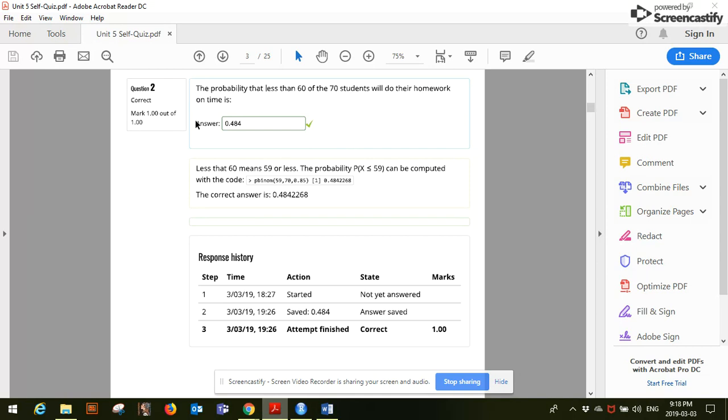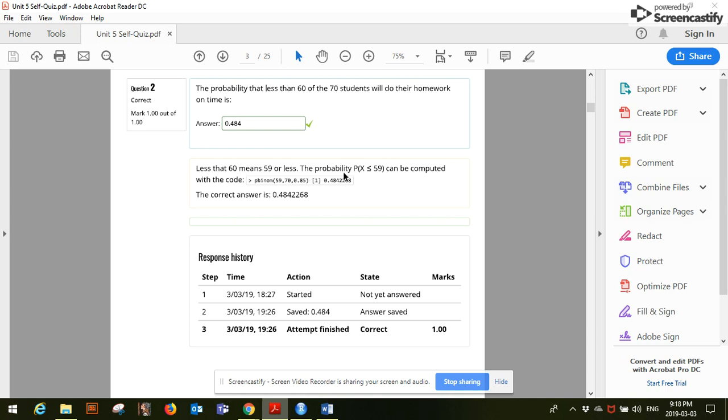So we want basically all the students, including the, because it's discrete and we don't have any decimal. So that's why we take the probability of x less than or equal to 59, because x can also be 59, but x equal to 60 is not included. That's because we said the probability of less than, we didn't say less than or equal, we just said less than 60. So that's why it's basically the probability of less than or equal to 59.